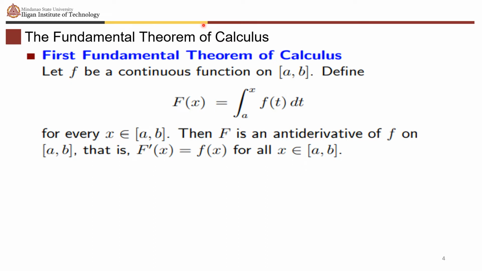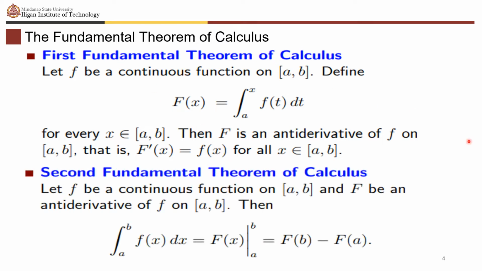Again, part 1 simply says that if f is integrated and then differentiated, we arrive back at the original function f. Part 2 of the fundamental theorem states that if we know an antiderivative of f, then we can evaluate the integral of f of x dx from a to b simply by subtracting the values of capital F at the endpoints of the interval [a, b].